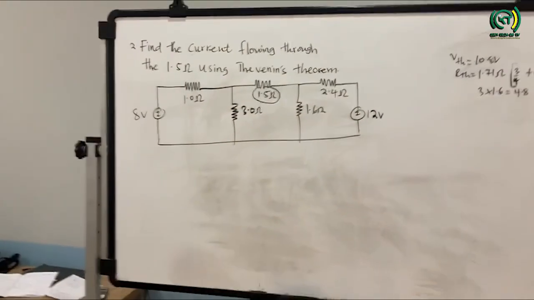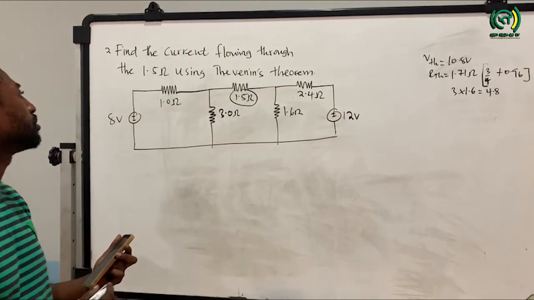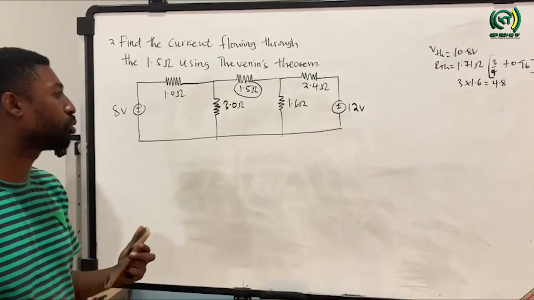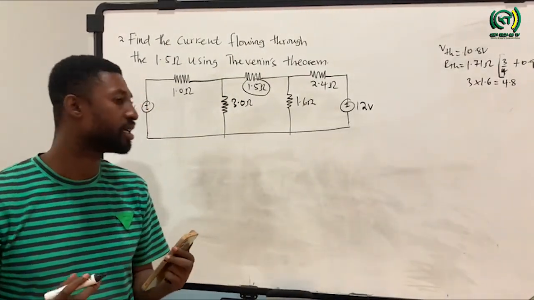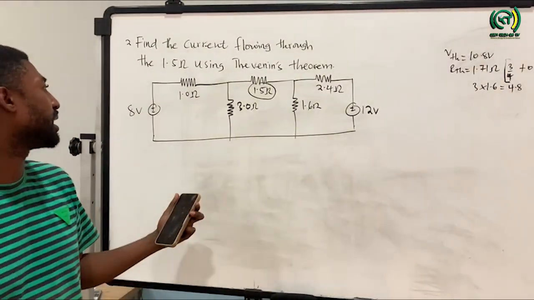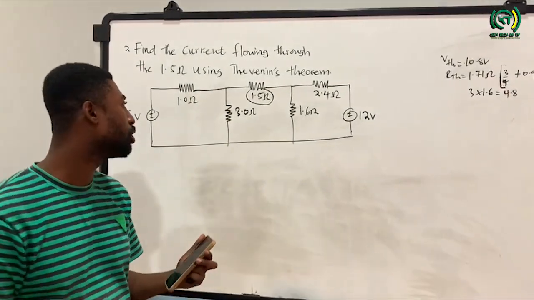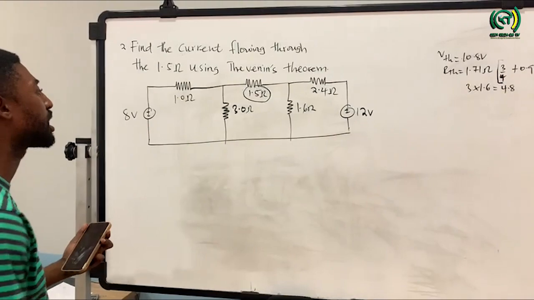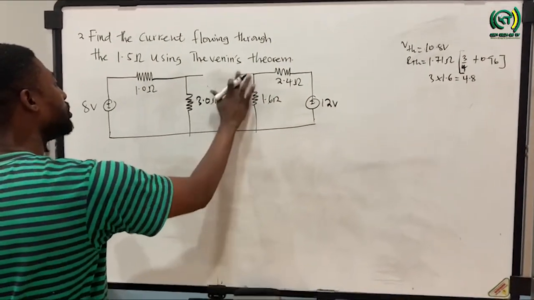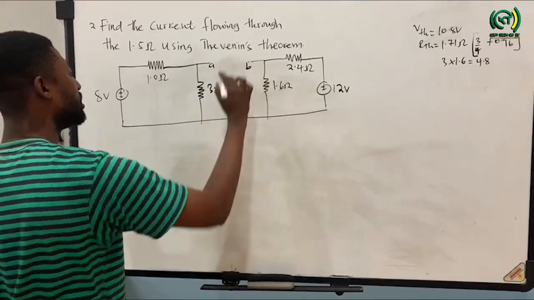Okay, so for question 2, we are supposed to find the current flowing through the 1.5 ohm resistor using Thevenin's theorem. For Thevenin's theorem, what you are supposed to do first is identify your load resistor and mark the terminal. The load resistor is the particular resistor in which you want to calculate the current flowing through. So here, the 1.5 ohm becomes our load resistor. So we will remove the load resistor and mark the terminals as A and B.